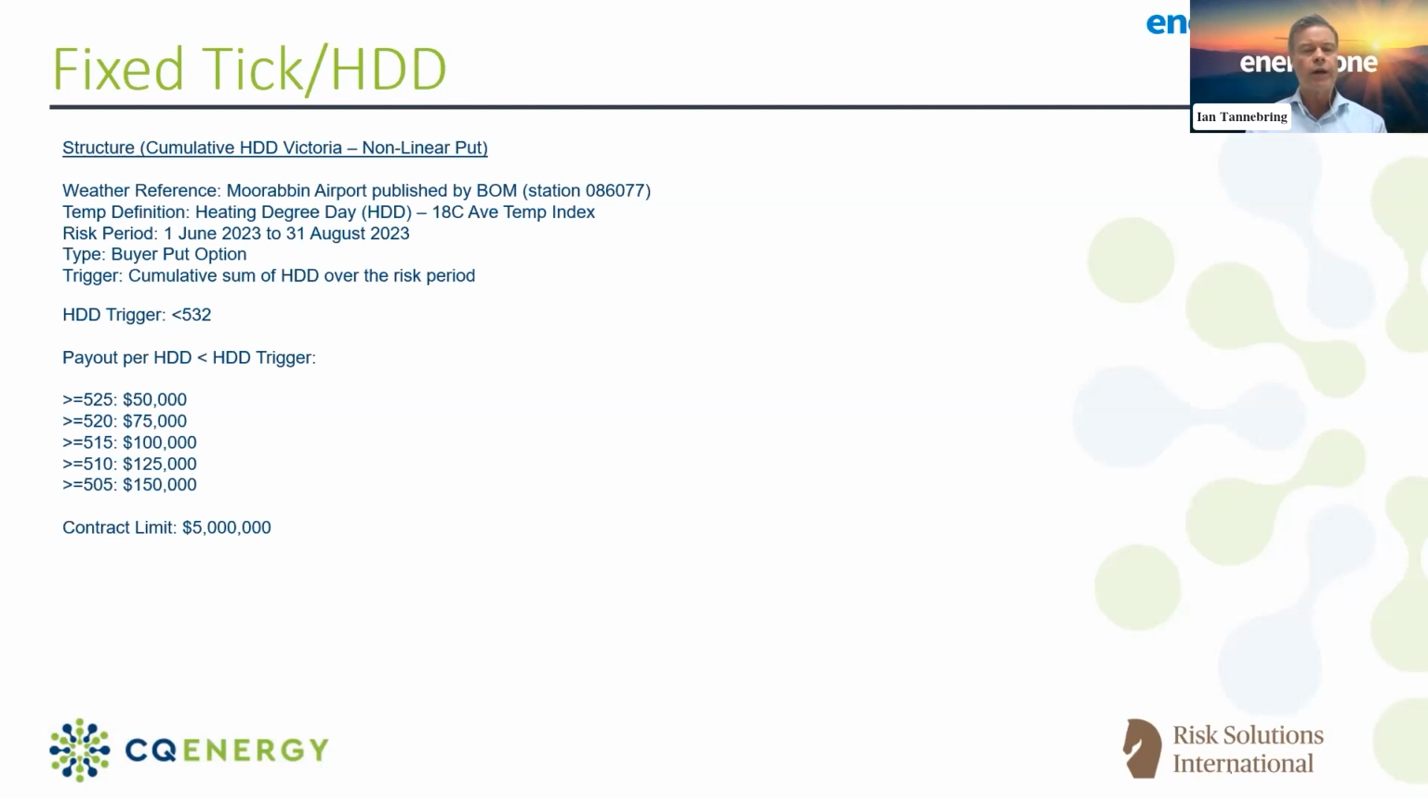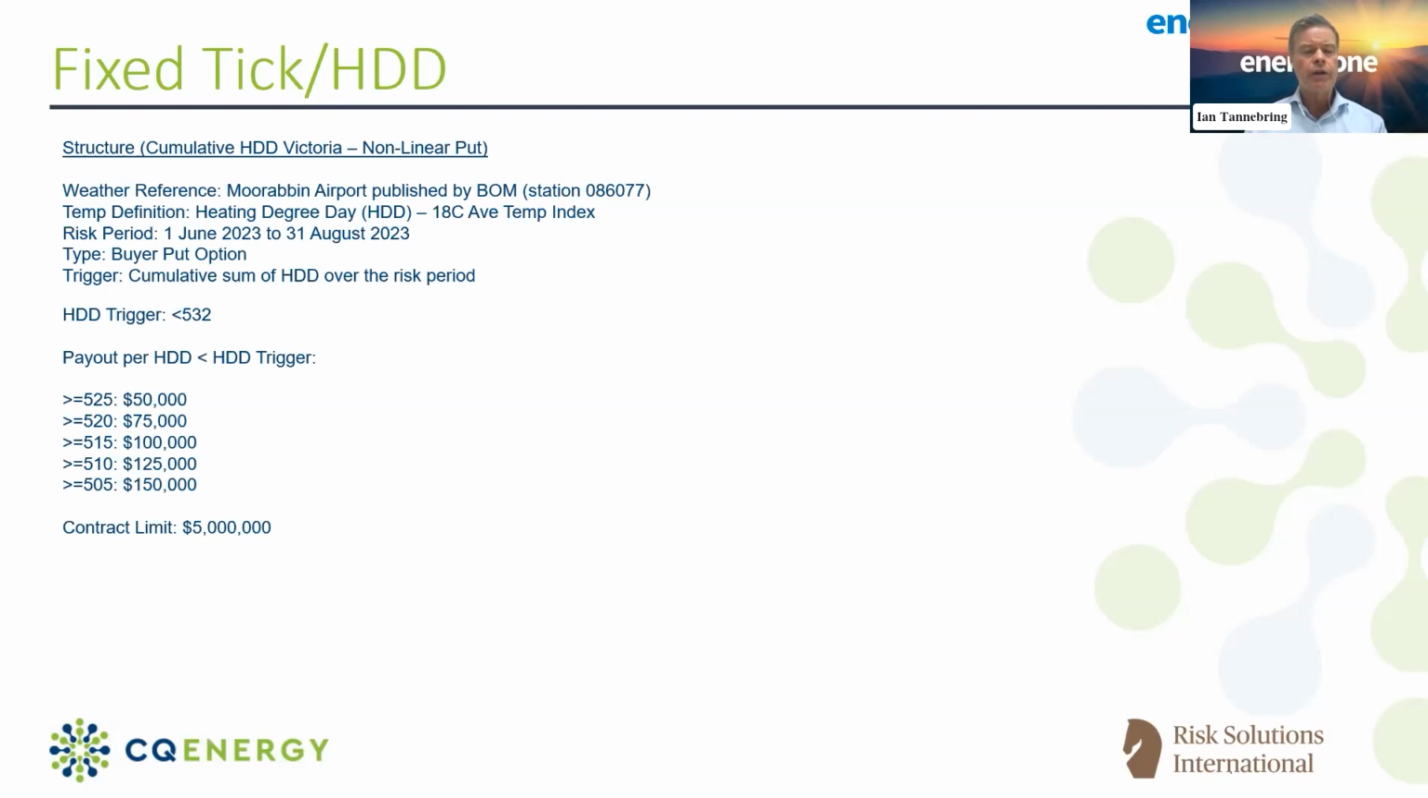The strike for a heating degree day is 18 degrees C or 65 degrees Fahrenheit. And effectively on a day, if you have, say, a 20 degrees C outcome as compared to the 18-degree strike, it's 2 HDDs. And over the risk period, you add all your HDDs up, and that becomes the trigger for any payments that may or may not occur.